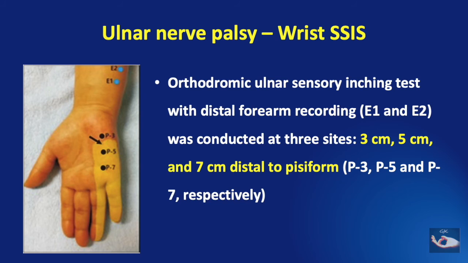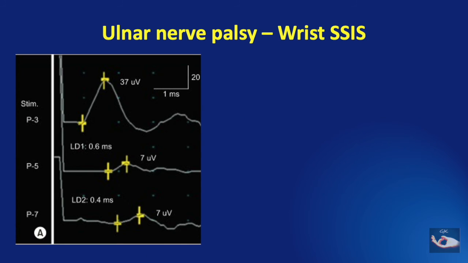An orthodromic ulnar sensory inching test with distal forearm recording at E1 and E2 was conducted at 3 sites: 3 centimeters, 5 centimeters and 7 centimeters distal to the pisiform, noted by the points P3, P5 and P7. And when the recording was studied, you would note that at the level of stimulation at P3, the nerve action potential has a normal configuration, whereas at P5 and P7, the configuration is distorted.